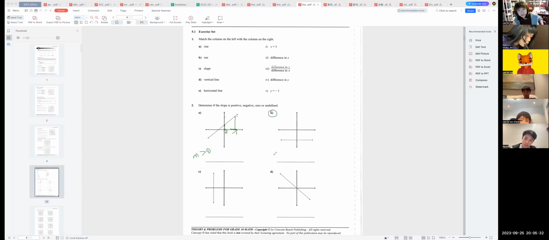B is negative, 0, positive, or undefined. Vicky, can you tell me number B? I think it's 0. Very good. Good job. Okay, number C, I want to ask Andy. Undefined. Very good. Last but not least, number D, K 大。 Number D is 那个 negative.